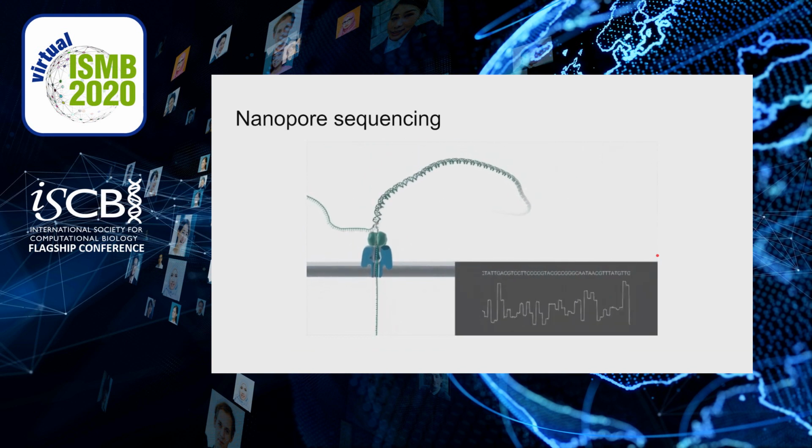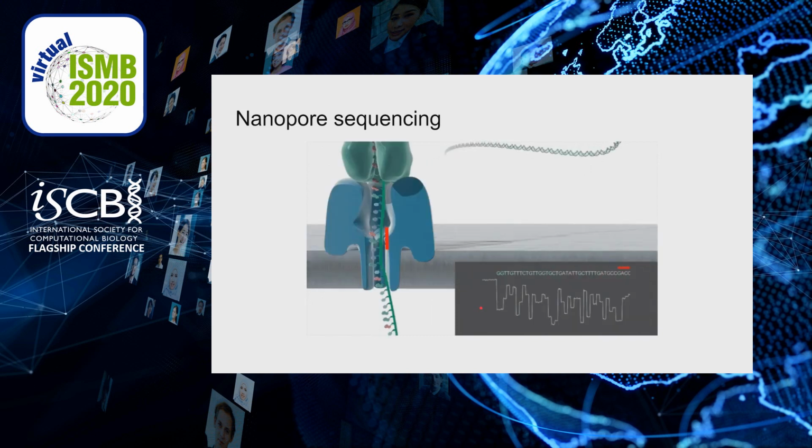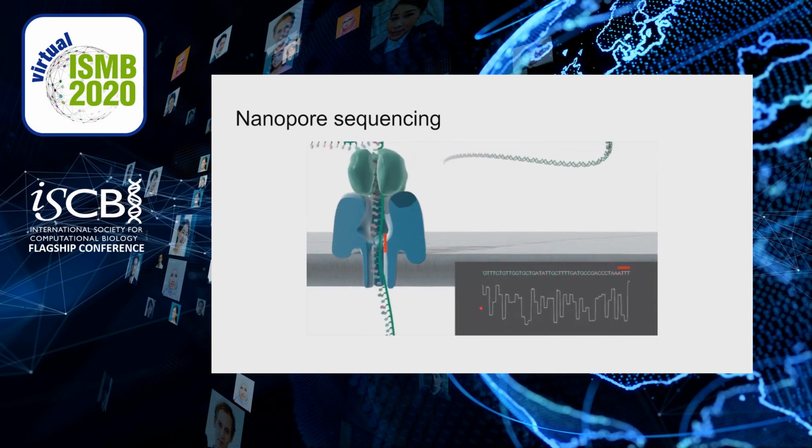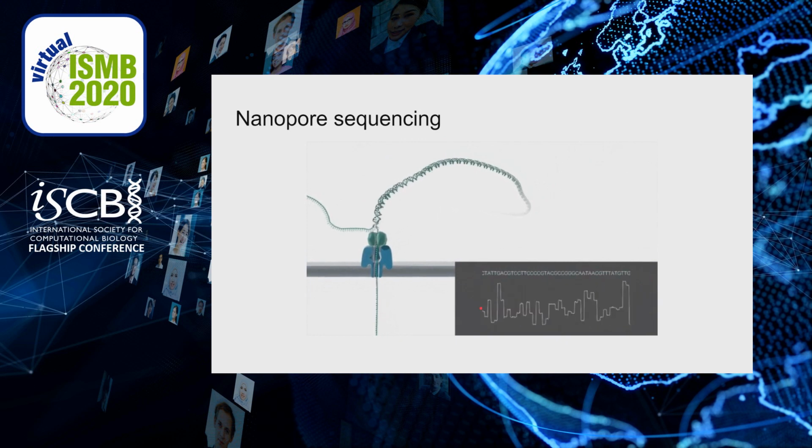Nanopore sequencing is a new sequencing technology where the molecules pass through a pore, producing an electric signal on each base pass, as you can see in the animation. And then this electric signal is converted to the actual bases using what are called base callers.